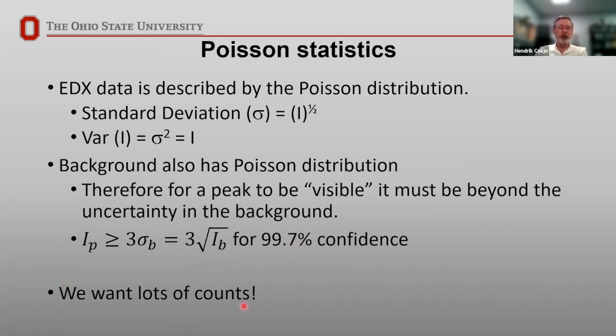Basically, we want lots of counts. So we want a high beam current. We want hopefully a lot of the atoms in our sample. And we want a good geometrical collection efficiency, i.e. a large solid angle. And especially when we get down to having just a few atoms in the material, that's when we have to really be careful about saying whether we have it or not. We want that large solid angle.